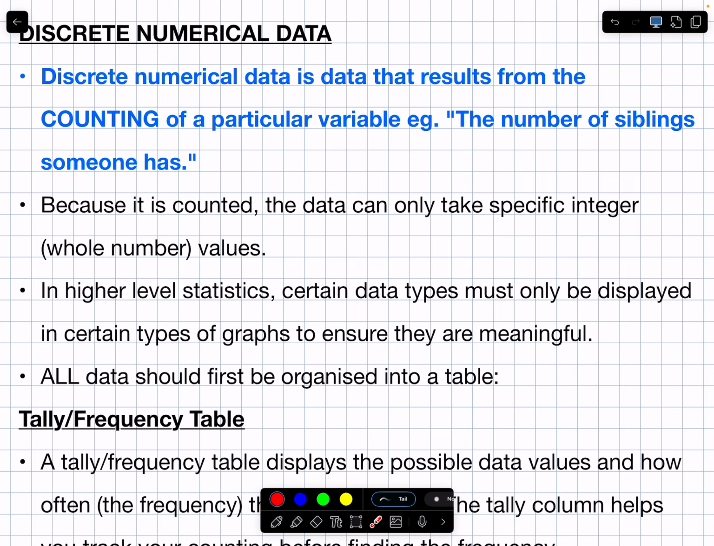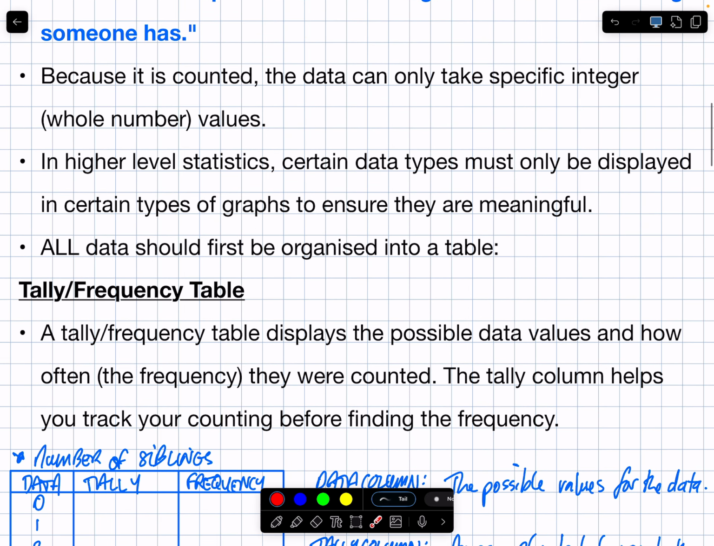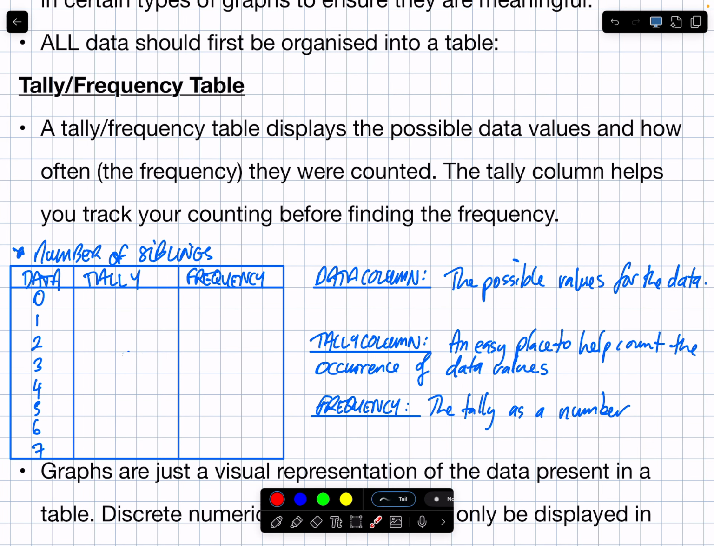All data should first be organized into a table. So we're going to do this live. I'm going to show you what a tally frequency table is. What is a tally frequency table? It shows the possible data values and the frequency with which they were counted.